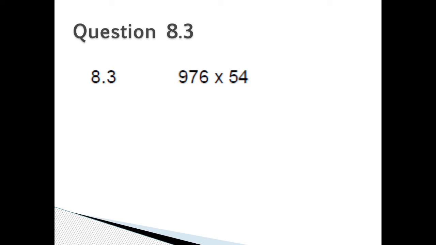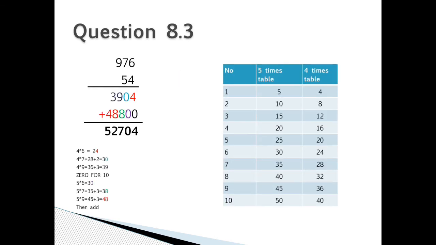976 multiplied by 54. For multiplication, it is very important to know your times tables. In this case, we need to know our 5 and 4 times table. So our 5 times table is as follows.